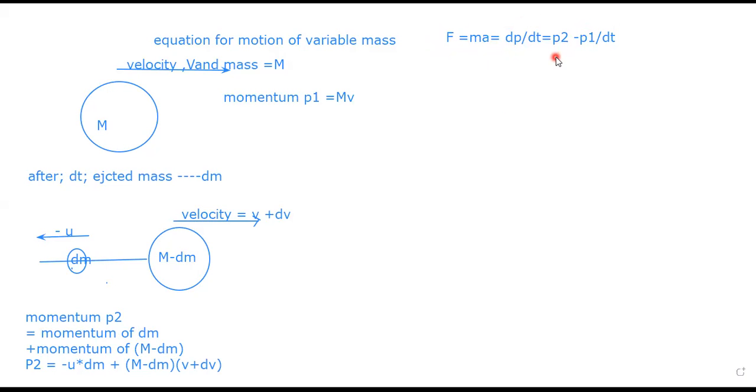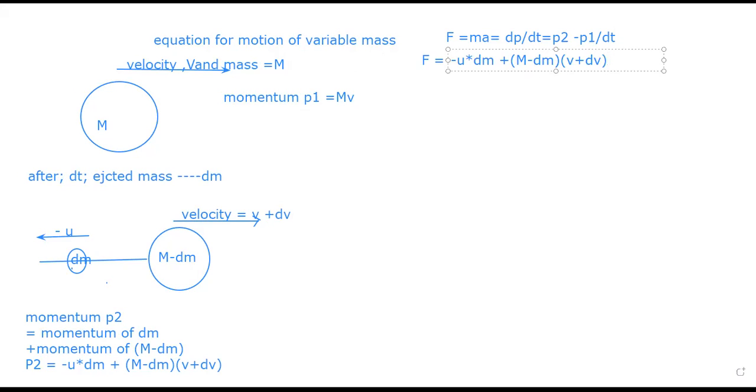Now we substitute the P2 and P1 values to derive that equation here. So when you substitute that, the left hand side is F equals, I'll write P2 first. So this is P2 here. P2 equals minus u dm plus m minus dm into v plus dv. I'll write that one here: minus u into dm plus m minus dm multiplied by v plus dv. So this is the P2 value. And again we have P1. What is P1? P1 equals mv.